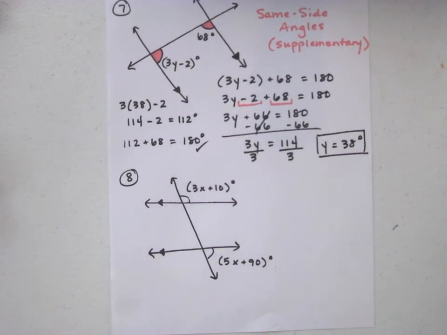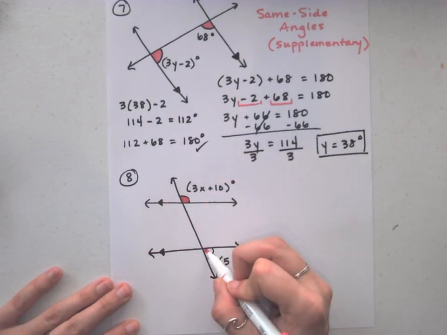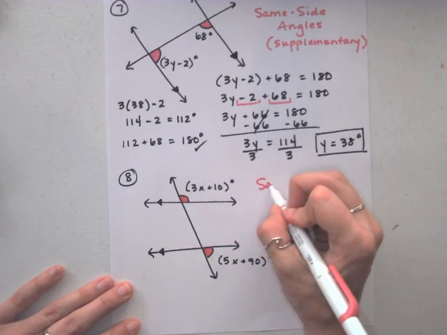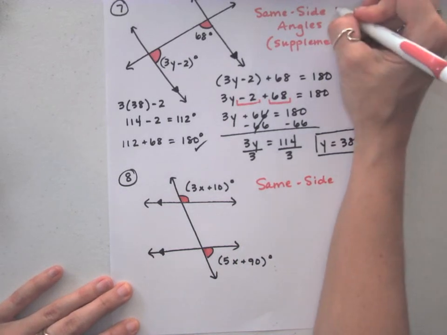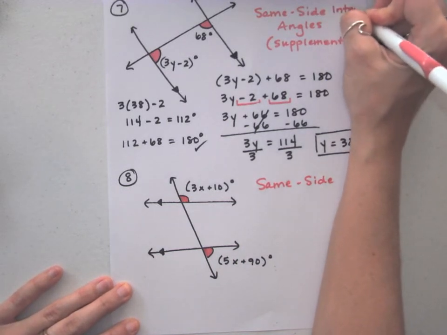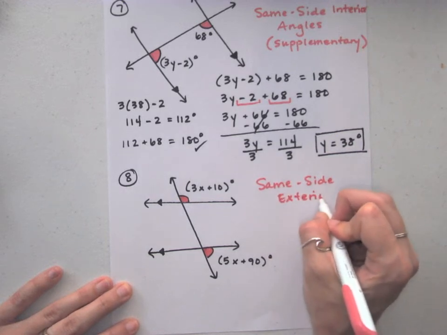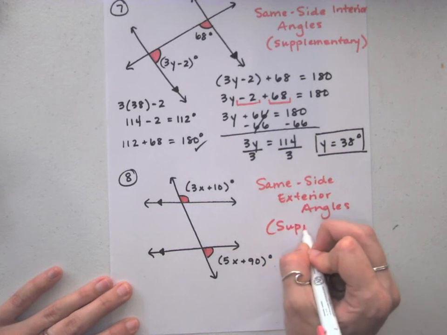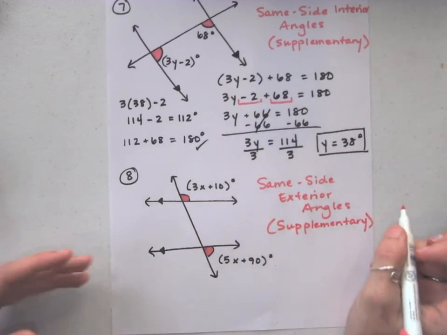Okay, and then finally, our last one that I want to do, we have same side exterior angles. We know they're on the same side because they are on the same side of the transversal, but they are exterior angles. Oh, I didn't put interior up here. These ones were interior at the top for number 7. Same side exterior angles are also supplementary. So again, that means that when we add the angles together, they're going to have a sum of 180 degrees.